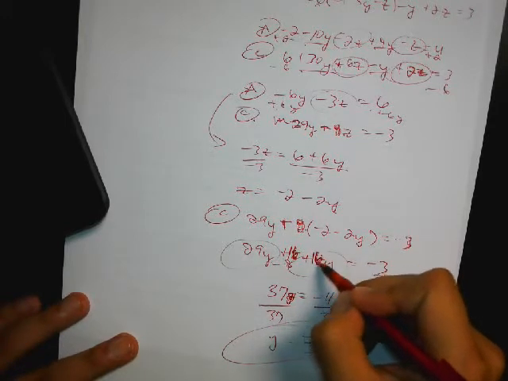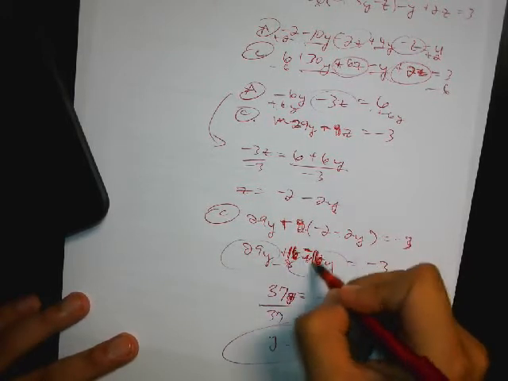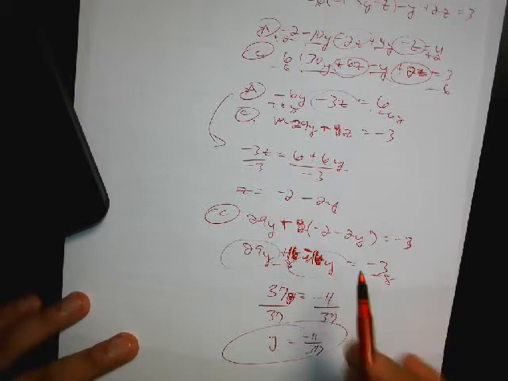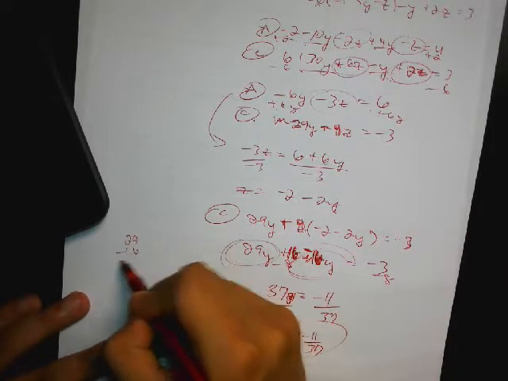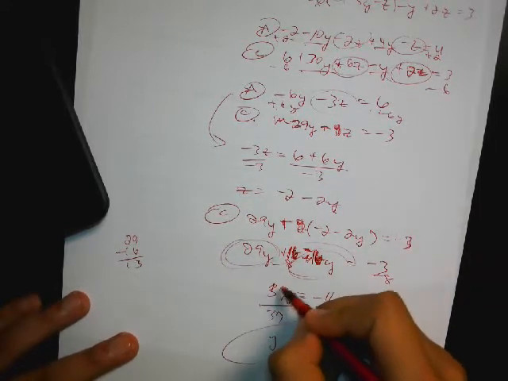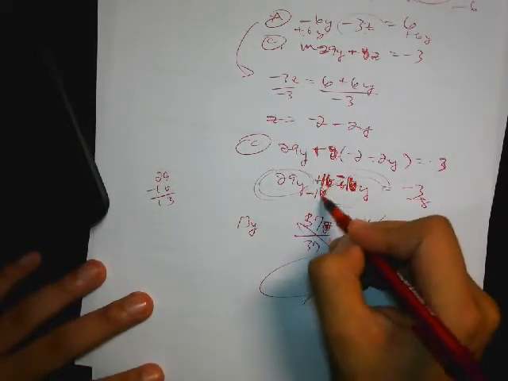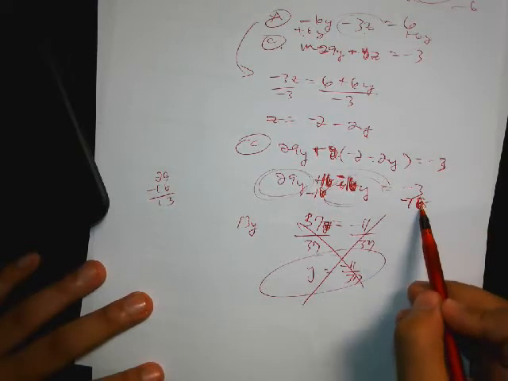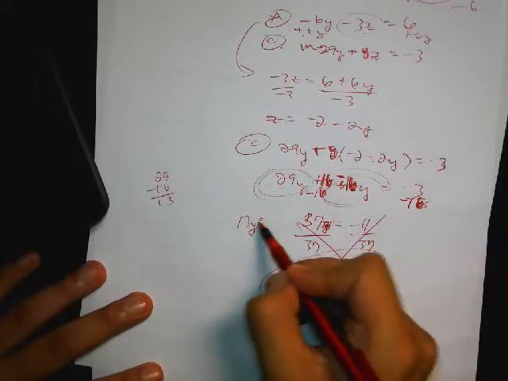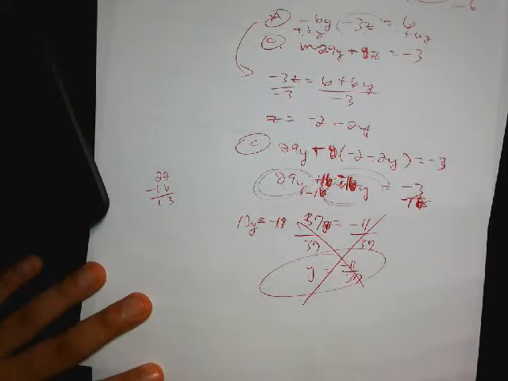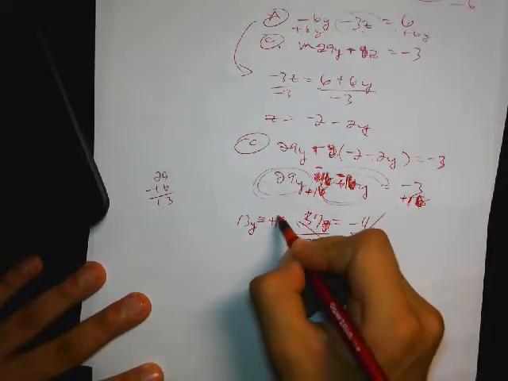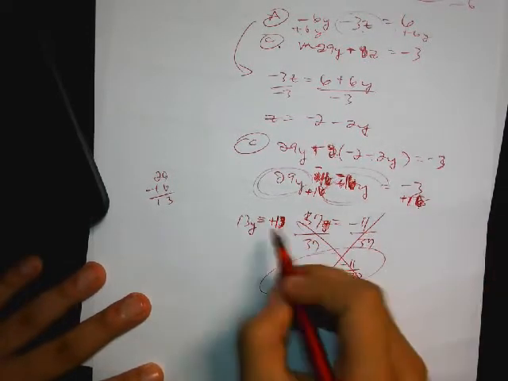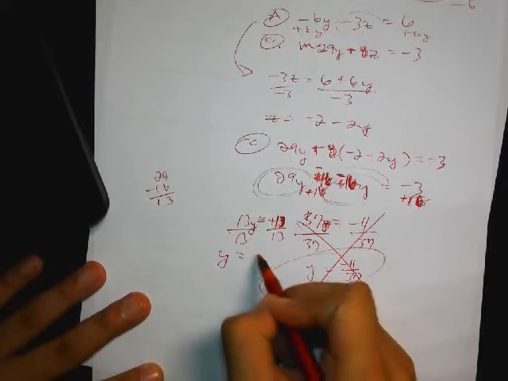Negative 16. And then when I combine my like terms, that and that, 29 minus 16, 13, so this should be 13y, and I'm going to subtract 16 on both sides. So that should give me negative 19. This should be a negative 16, so I'm adding 16 to both sides, and I get positive 13. Now I divide 13 on both sides, and I get y is equal to 1.